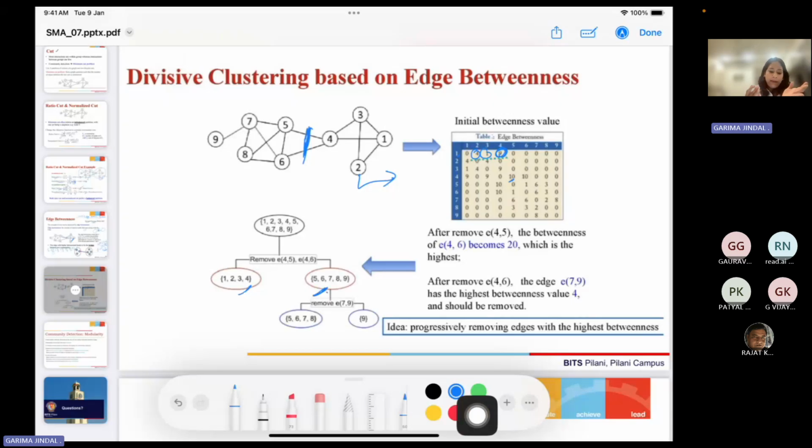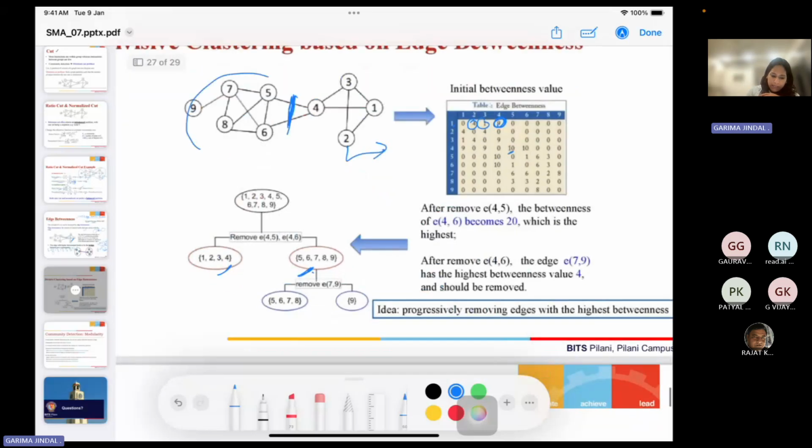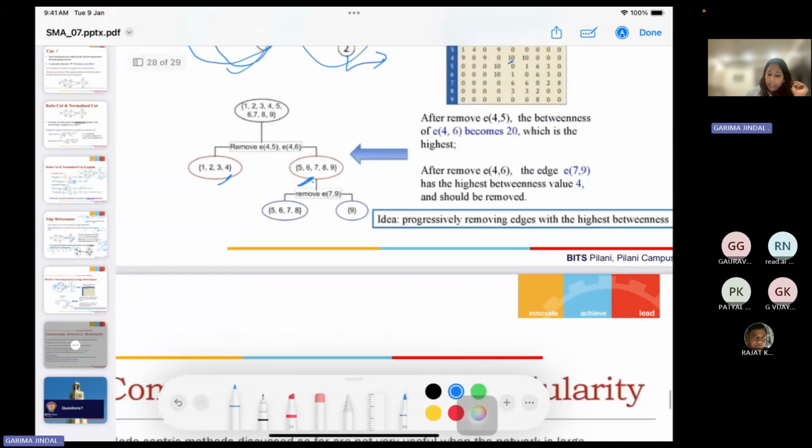Now, for example, if you want to have 3 clusters, you will again take this subgraph and this subgraph, and again calculate the edge betweenness for this entire system. When you calculate, the edge betweenness of this particular edge is maximum. After this, you get this partition. You have this community, then this community, and then this particular community. So this is how edge betweenness works.